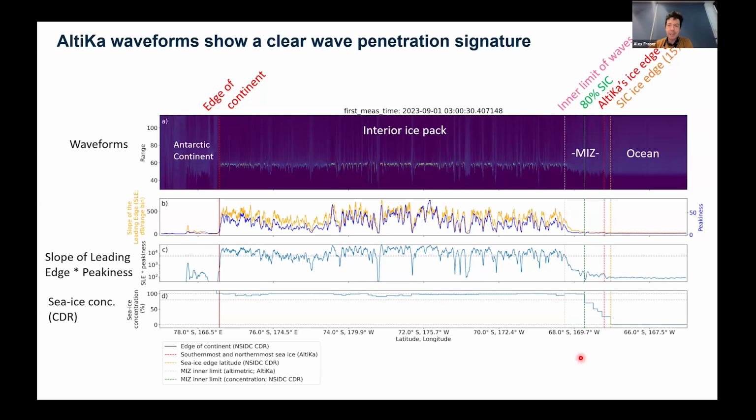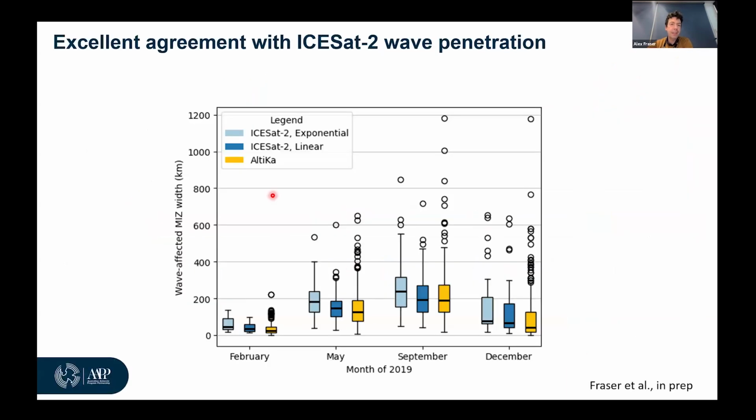Now, this process is very easy to automate, and you can actually roll it out with minimal tweaking of thresholds. And when you do that, you get very similar wave penetration depths to Jill Brower's work. So if you take Jill Brower's 4 months and you plot up the results from the radar altimeter in yellow, you can see that we get basically the same wave penetration from the radar as we get from the laser altimeter. So this is kind of confident validation that this technique is working quite well.